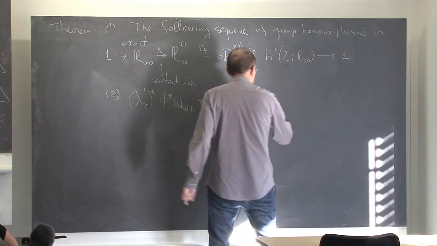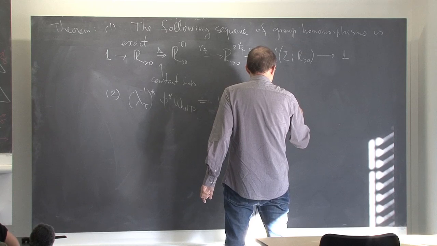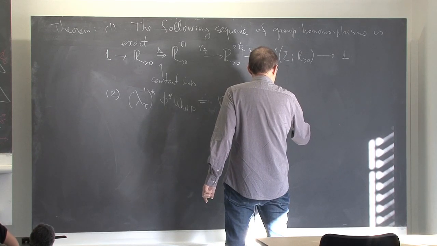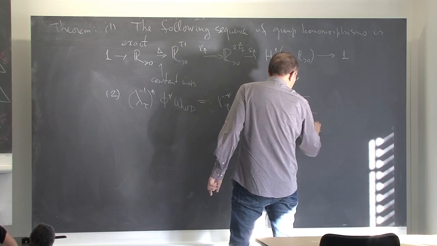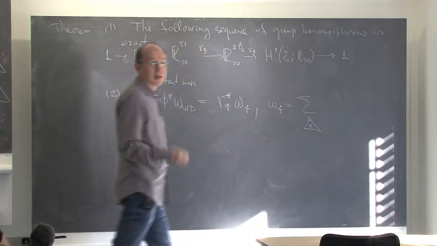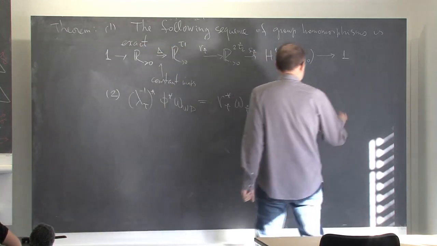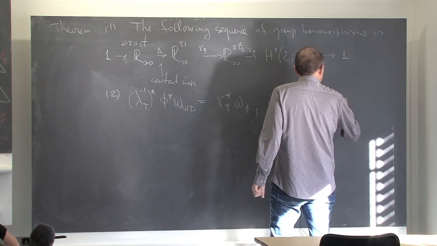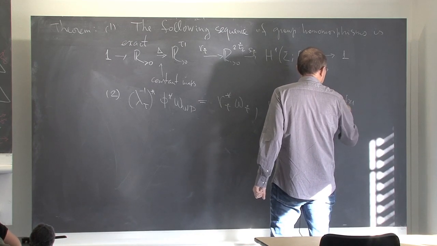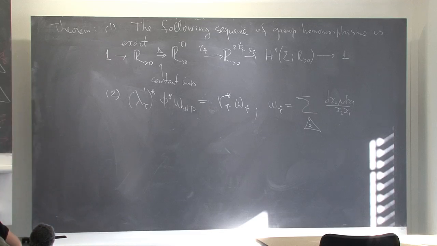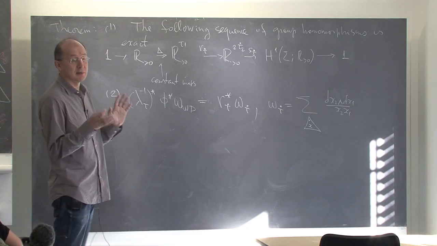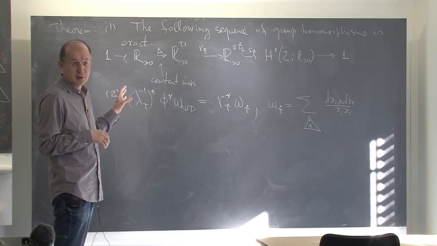And now we have to say what omega tau dot is. It is given by a sum over triangles. So we have a function x, x1, x2, sitting in that triangle. And the formula is this: dx2 wedge dx1 divided by x1, x2, x1. So you can notice that omega tau dot is a very simple thing. It is a canonical symplectic form sitting inside each triangle.